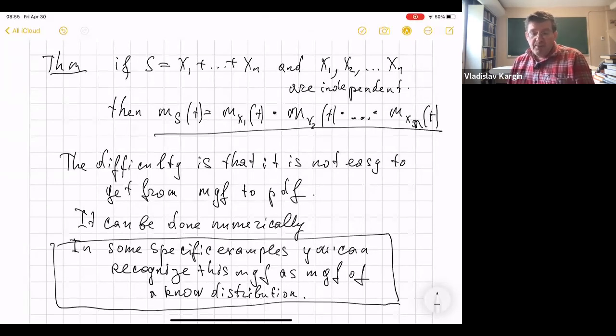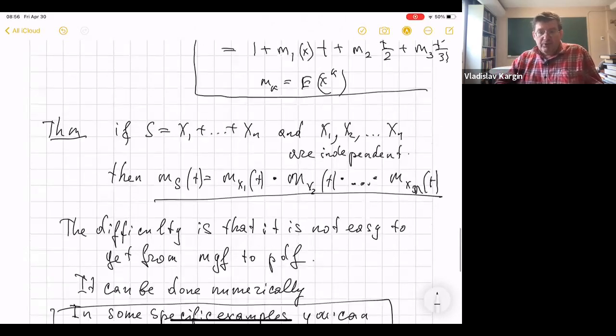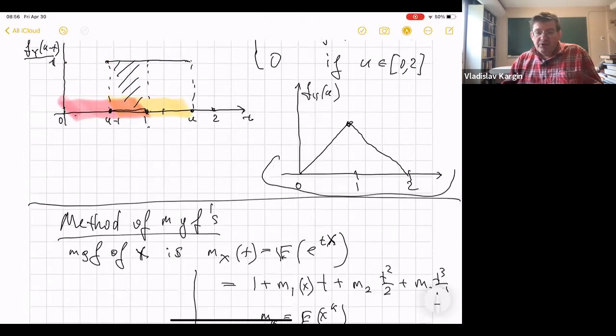For example, if you go back to the example about the sum of two uniform distributions, you can calculate the MGF for the uniform distribution, and you can calculate the product of the two of them. It will be the square of it. But you cannot recognize it as the MGF of the density which we got before, because this is not a familiar density.